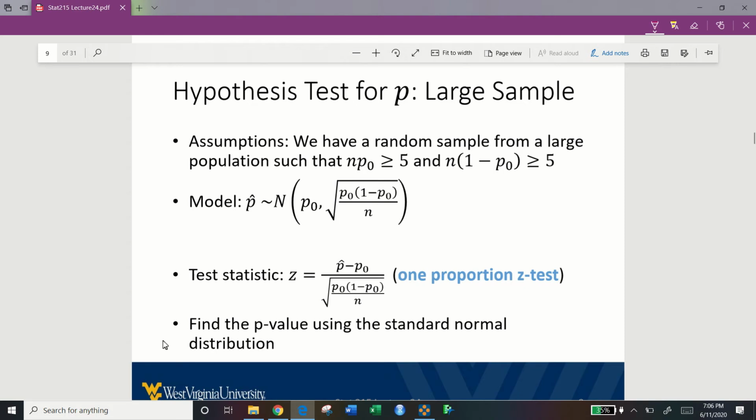Our test statistic, also known as a one proportion z-test, will be z equal to p hat minus p naught, all divided by the square root of p naught times 1 minus p naught over n. Notice with the test statistic we said z equals. That should be an indicator to you that we are going to be using the standard normal distribution. So in order to find our p-value, we'll be using the standard normal distribution.